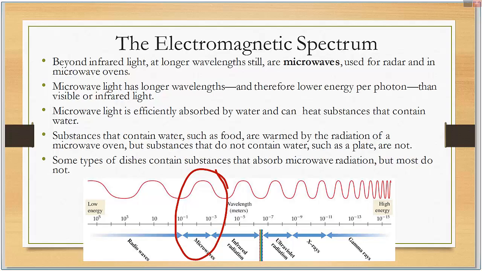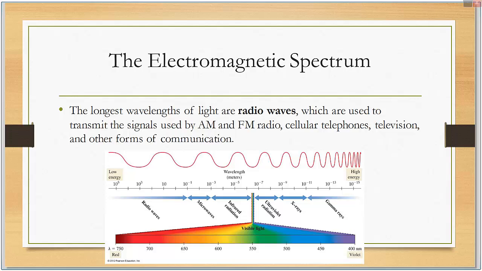And finally, we have radio waves. These are the longest wavelengths, which means that they also have the lowest amount of energy. They transmit signals for AM and FM radio, cellular phones, television, and other forms of communication. They're not harmful to us whatsoever because they're such low energy. And that gives you an overview of light as both a wave and a photon.